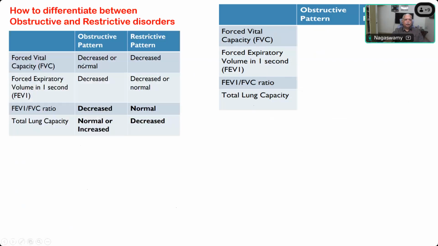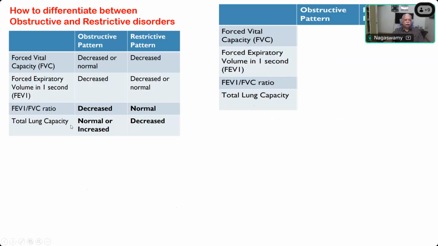So if you see, FVC is either decreased or normal in obstructive pattern. Restrictive is definitely reduced. FEV1 is definitely reduced in obstructive because the patient is not able to breathe out comfortably. And in restrictive, it may be slightly decreased or normal. But this FEV1 to FVC ratio is the game changer. This is the one which determines whether it is obstructive or restrictive. So FEV1 to FVC will be decreased definitely in obstructive; in restrictive, it will be normal.